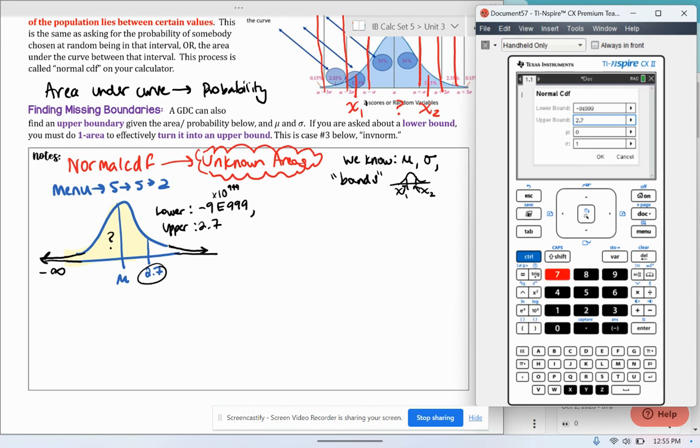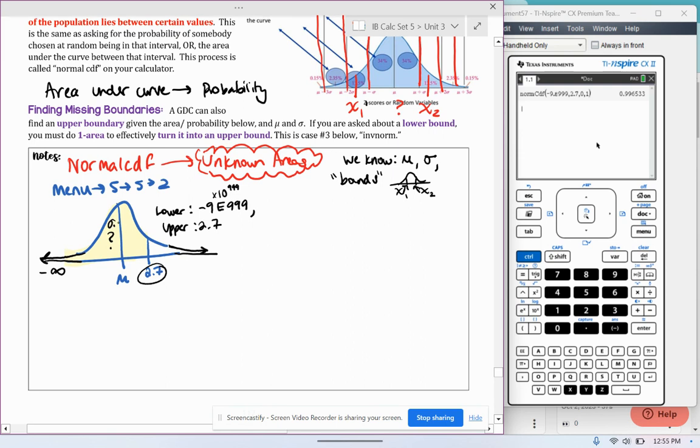Our mean is, well, we need a mean here. So I don't know, let's just make it up. Or we could just use the standard normal distribution. That's totally fine. We can have our mean as 0 and our standard deviation as 1. Let's see. So our calculator says that 0.996 is the probability that we will choose a data point that's less than 2.7 here.